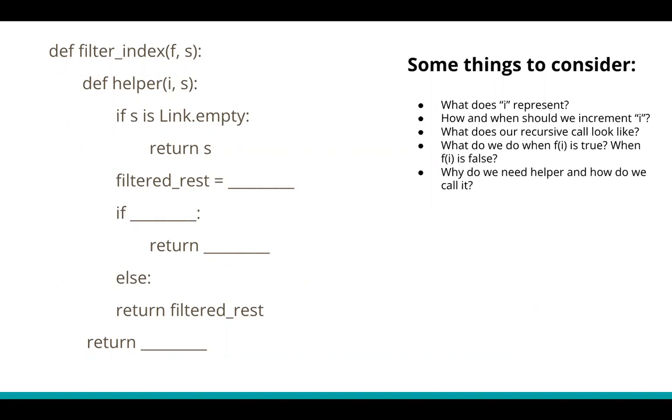So in this case, how and when should we increment i once we know what i represents? What does our recursive call look like? What does it usually look like with a linked list? What do we do if the function is true? And what do we do if it's not? And why do we even need another function inside of the master function?